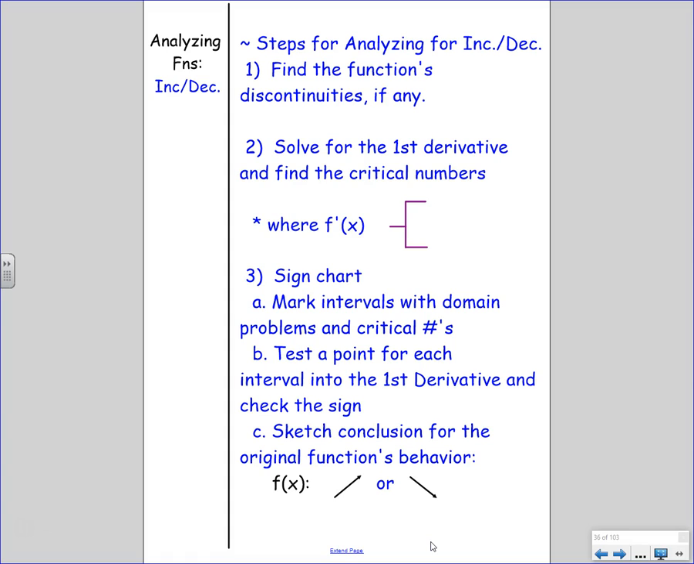Steps for analyzing for increasing, decreasing. I don't necessarily want you guys to memorize it word for word, but I do want you to know all the steps.